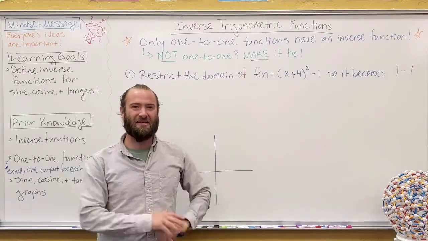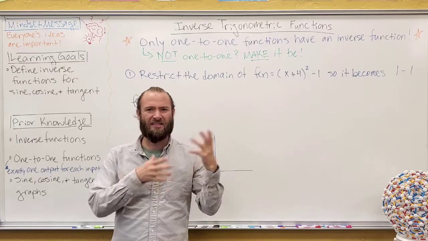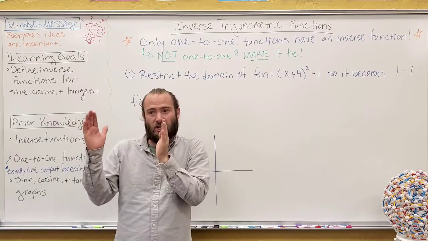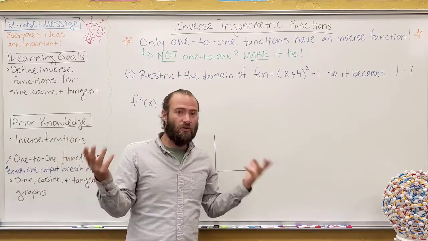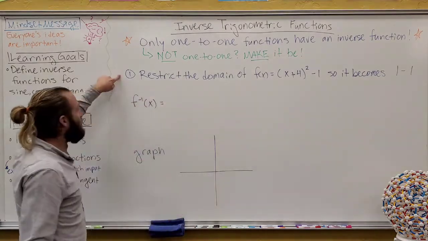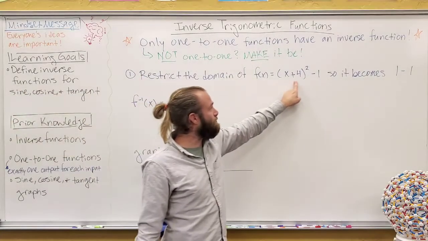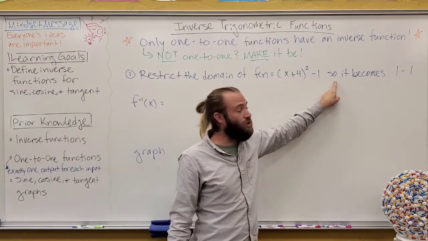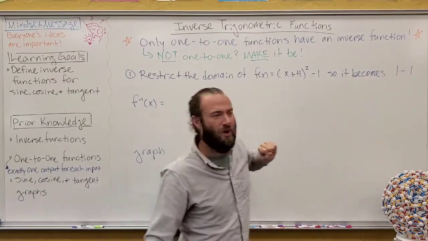What that means is, if it's not one-to-one, maybe you can just chop the graph, or I like to think of it as chopping the domain, so that just a piece of the function becomes one-to-one. And we'll talk about that in this context. So, first example, restrict the domain of f of x equals (x plus 4) squared minus 1 so that it becomes one-to-one. And this is just the shorthand for one-to-one.